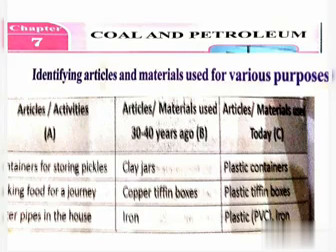Next, jewelry. 30-40 years back they used gold and silver. Nowadays also they are using gold, silver and platinum. Next, furniture like chairs and cots. 30-40 years back they were using wood, but nowadays they are using plastic and wood.